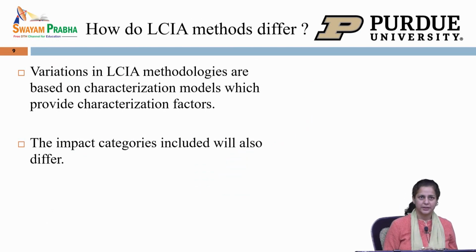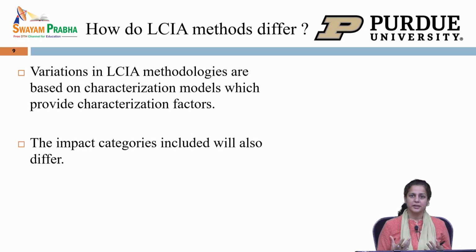So now, how do LCIA methods differ? This is where the LCIA methods differ. They are based on different characterization models which provide characterization factors. So when you delve deeper into different impact assessment methods, you will see which characterization model has been used by that particular impact assessment method, and the impact categories that are included will also differ. So whenever you pick an impact assessment method, you need to understand which characterization factor it has used. Is that really applicable for the impact you are looking at? And if it's not, then you pick a different impact assessment method.